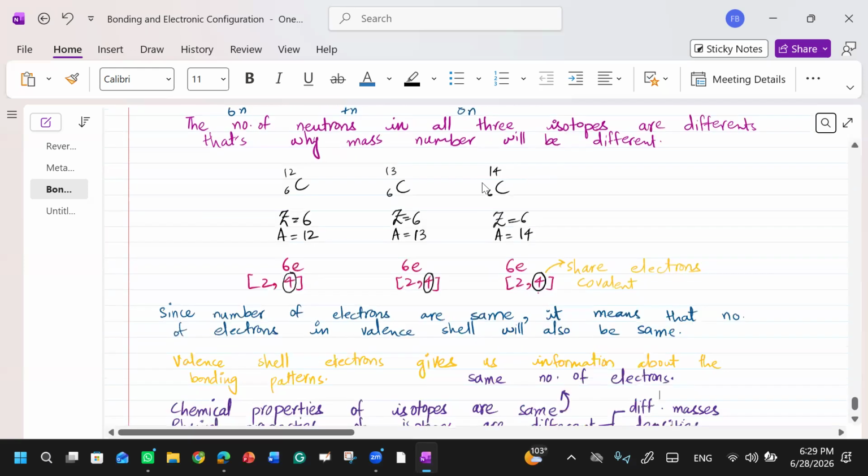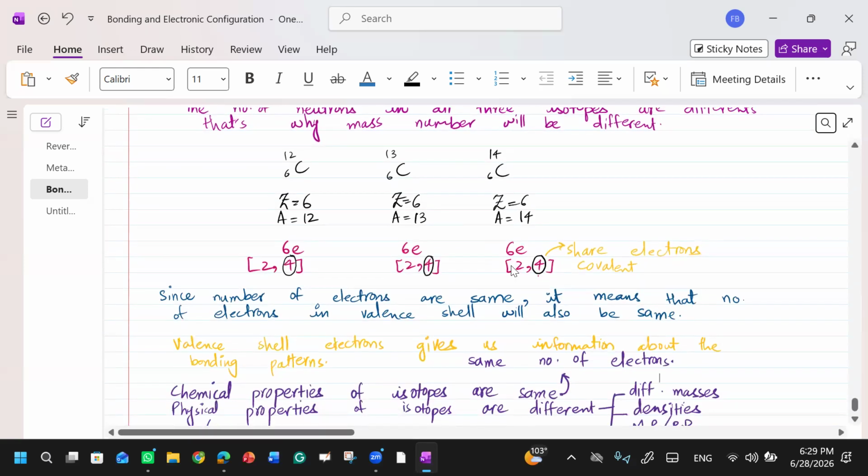Because electronic configuration is the way of writing the electrons, how we arrange the electrons, simply how they are arranged. So since all the isotopes have same number of electrons, that's why there will be same number of electrons in the valence shell.